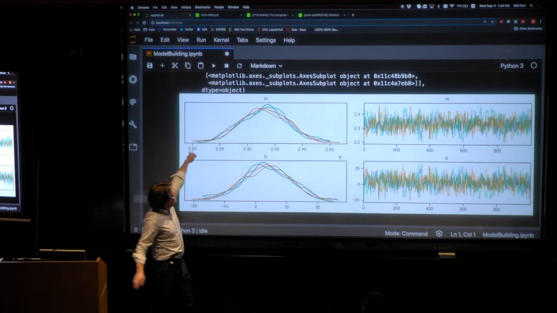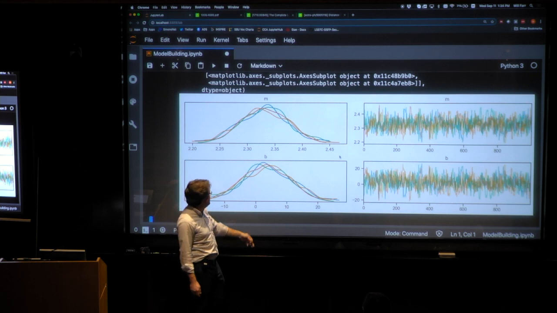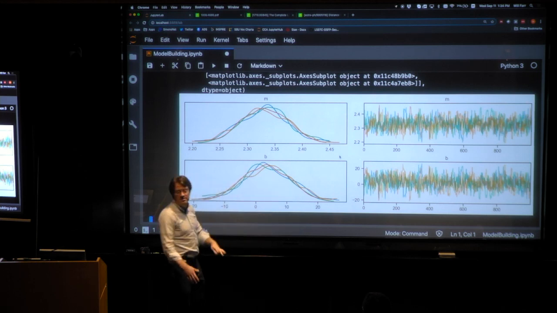It gives you histograms of M. If you really wanted to know what the slope was between our magical X and our magical Y, it gives the intercept B. Okay, great.